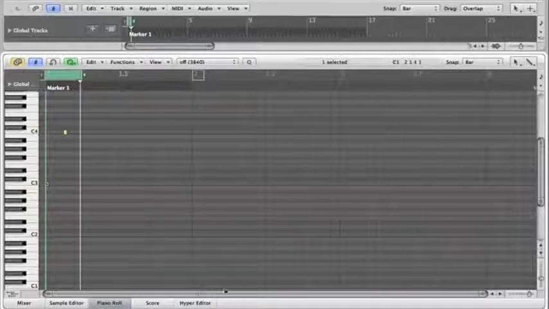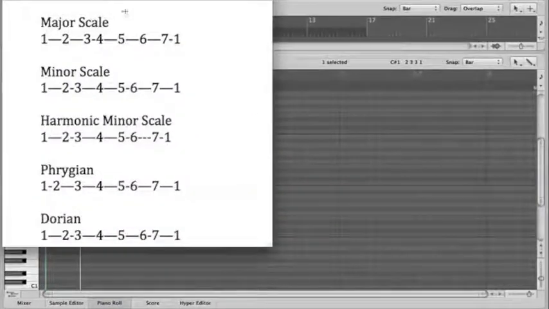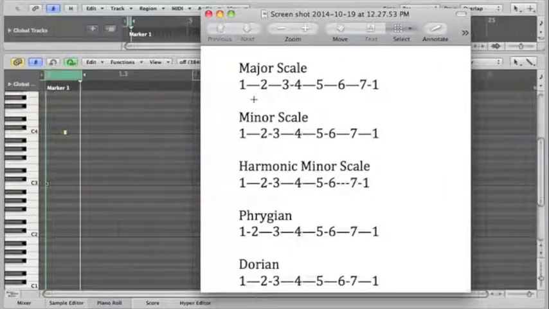So if we look at scales, now that we know what intervals are, we can say that a major scale has major second, major third, perfect fourth, perfect fifth, major sixth, major seventh, back to the octave. And it just continues going up or down, doesn't matter.